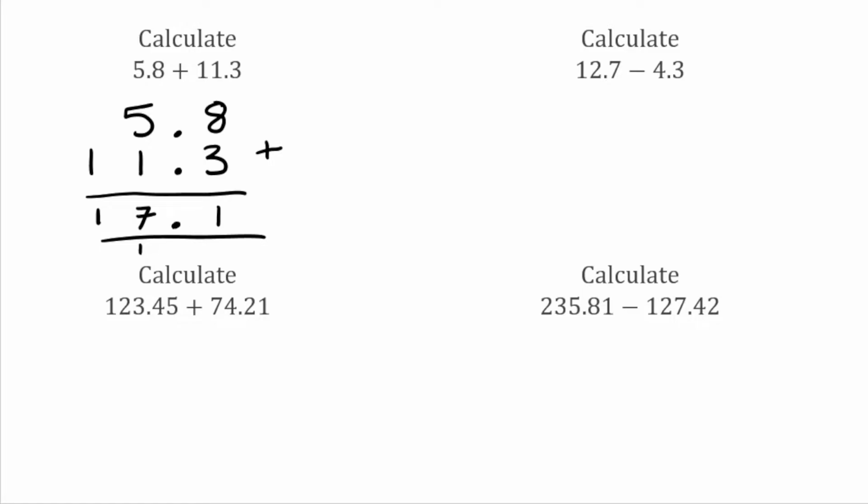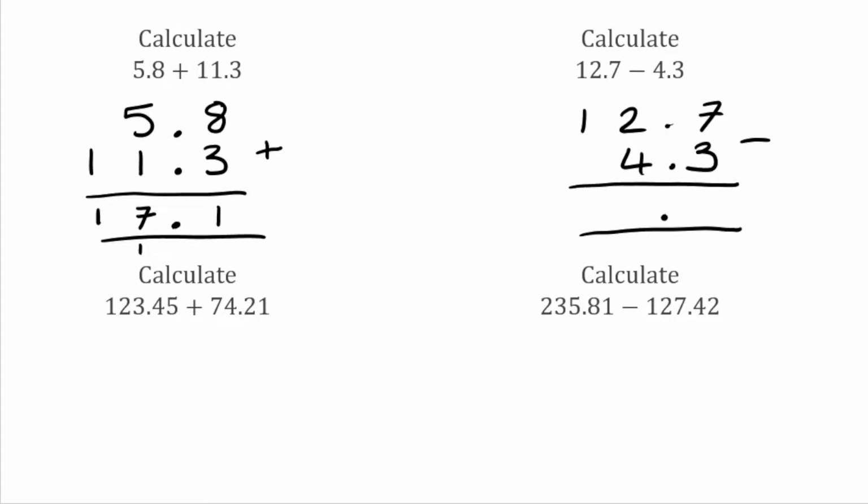Moving on, for this one, we've got 12.7, and this time we're taking away 4.3. So again, starting from the right to begin with, we're going to do 7 take away 3, which is 4. We've then got 2 take away 4, which is going to give us a negative, so we've got to borrow from this 1, so the 1 becomes 0. The 1 comes over here, so now we've got 12 take away 4, which is 8. And then we've got 0 take away nothing, which would be 0. So our answer for this one would be 8.4.